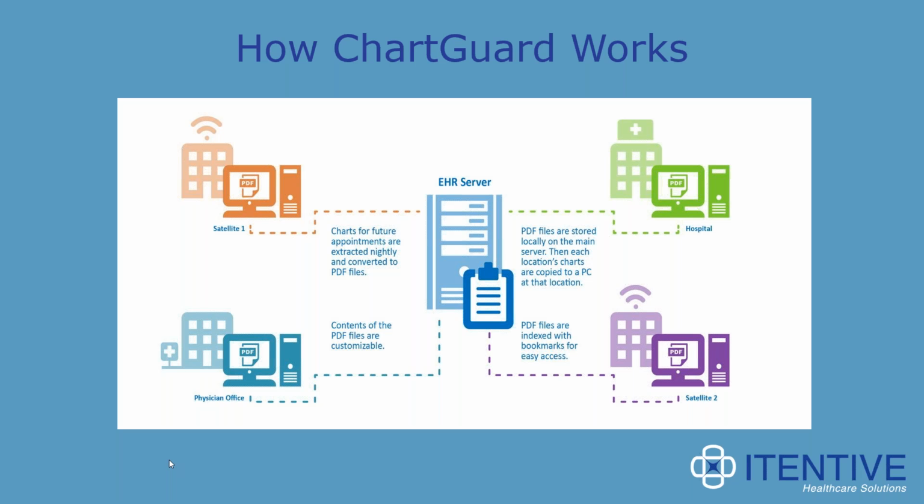There's a ChartGuard engine. You may have one or more of them that runs in or near your data center. What that does is it looks at your database. It looks at your appointment schedule and says, who's coming in the next few days? What locations are they going to be seen at in those days? And then it creates a PDF file of that patient's chart for each patient and pushes it out to the location where they're going to be seen. We'll get into what those charts contain and what the options are in a minute, but the whole key is you now have this file that has your clinical information and is sitting within the four walls of each of those locations.